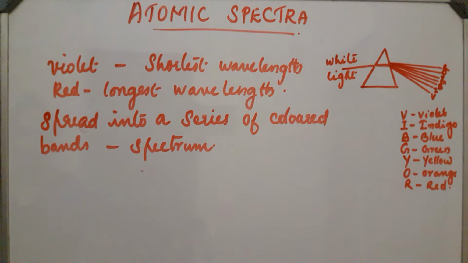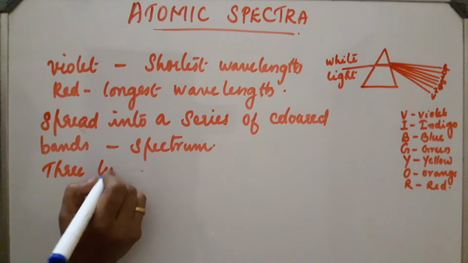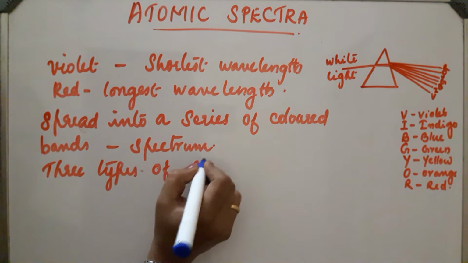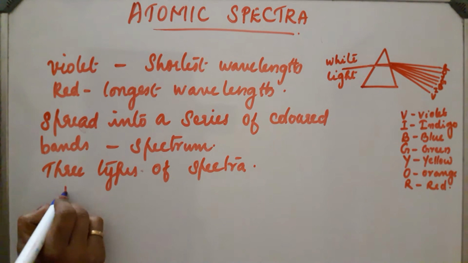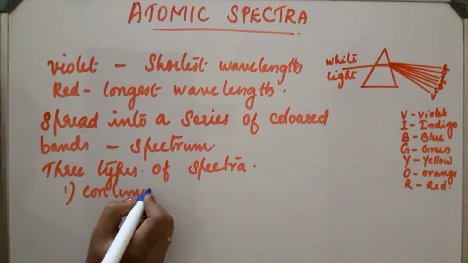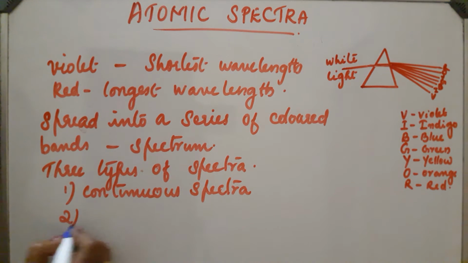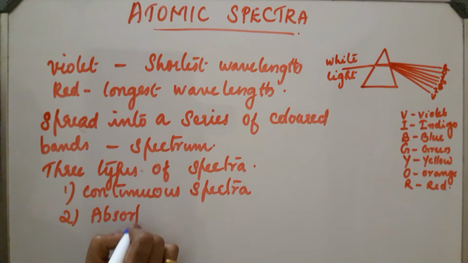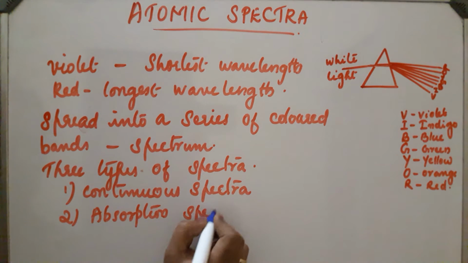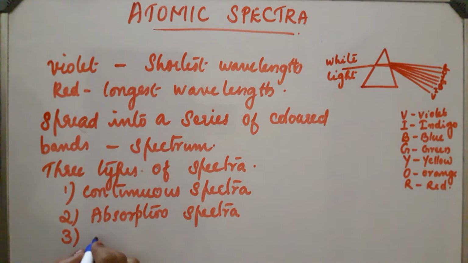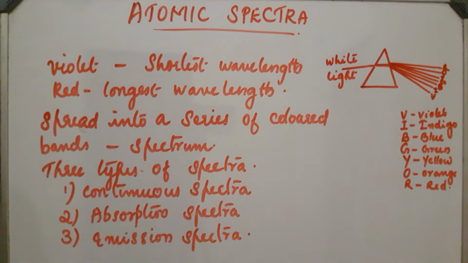There are three types of spectra. First one, continuous spectra. Then absorption spectra. Third one, emission spectrum. These are the three types of spectrum. Let us discuss one by one.